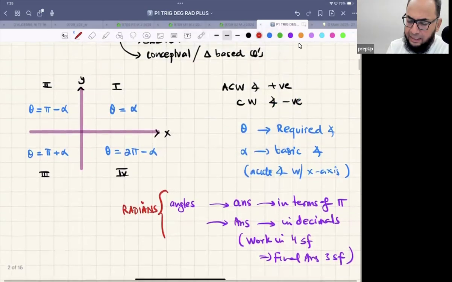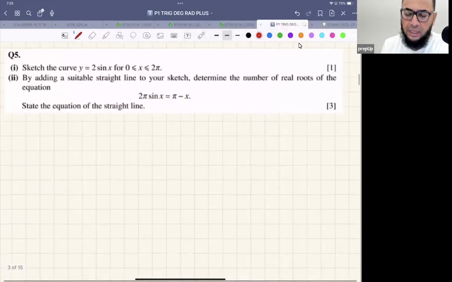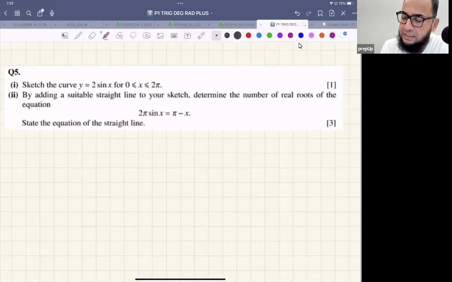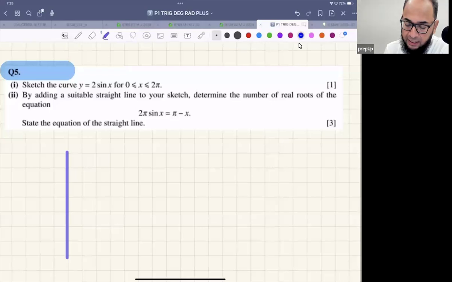So now that is all good, all clear. What else is there? I think that's the basic idea. So let's get started without waiting for perfection. Now, question number 5, this particular question is about a sketch. Sketch the curve y is equal to 2 sine x, that's the first thing, for x between 0 and 2 pi. So now if I focus on the first part, y is equal to 2 sine x, let me draw the grid.